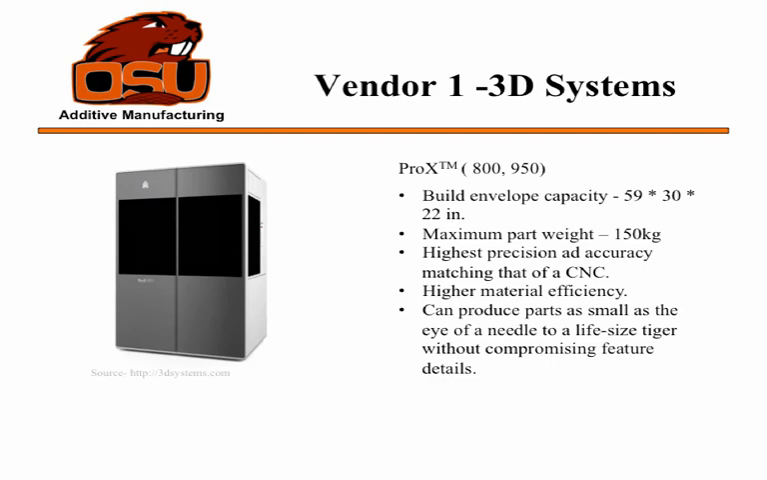Next is their ProX 800 or 950. This is one of their bigger machines with a really large production volume. They can make parts up to 59 by 13 by 22 inches with a maximum weight of 150 kgs. They claim this is one of the highest-precision SLA machines in the market, which can equal a CNC. It can produce parts as small as the eye of a needle to a real, life-size tiger.